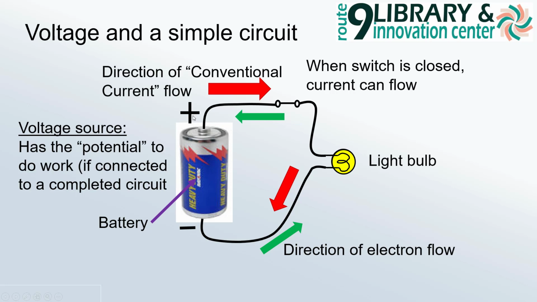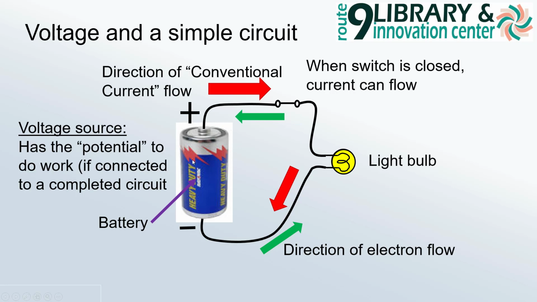We've got a battery, positive and negative, our conventional current flowing through the circuit. So we've talked about the current flow. We've talked about of course resistance. In this case, our light bulb has a lot of resistance, and we've talked about a voltage source which has the potential to do work. So let's look at this voltage source a little bit more.